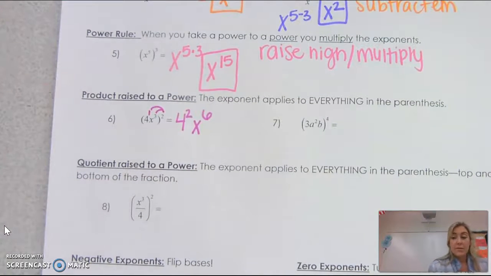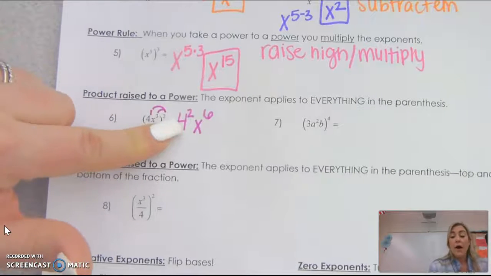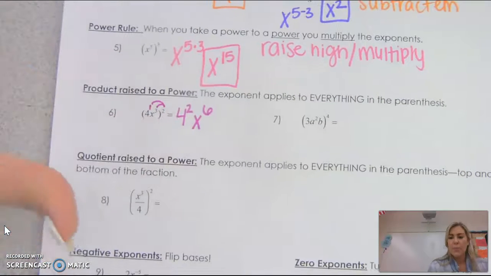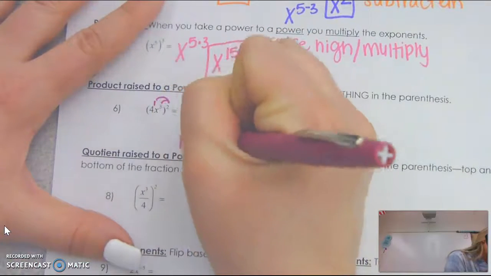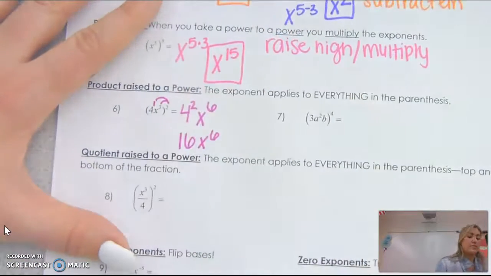Now, sometimes they're going to say simplify, sometimes they're going to say evaluate. If they say simplify, that would be your answer, but a more simplified answer would actually be 4 squared is 16, x to the 6th.